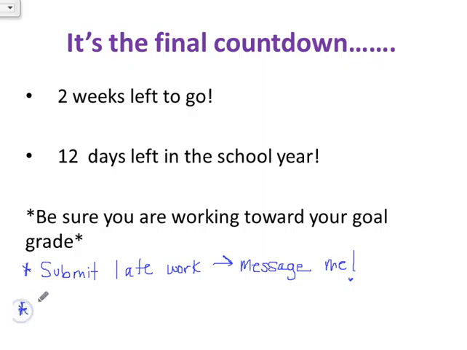The other thing is that for redos, at this time I am only accepting redos from the current unit. We are working in Unit 11, so you should only be doing redos from Unit 11. That's been the course policy since day one: we only do redos for the current unit that we're working on. I will accept late work from any unit, but redos only from the current unit. If you have any questions about that, let me know.